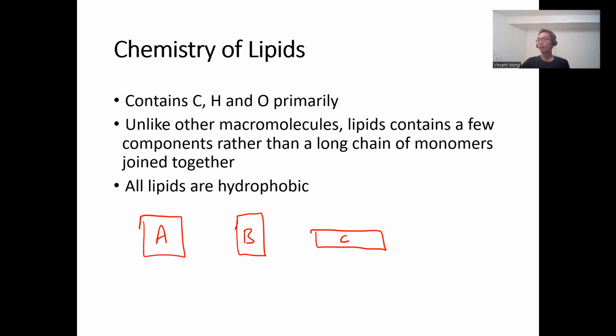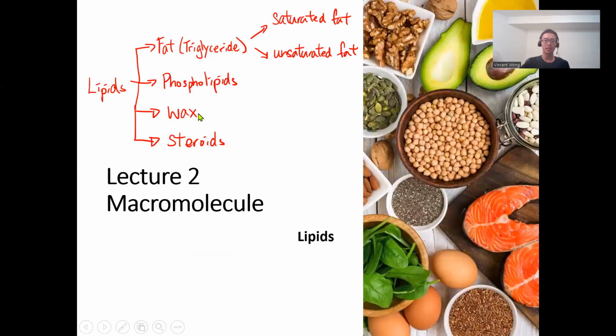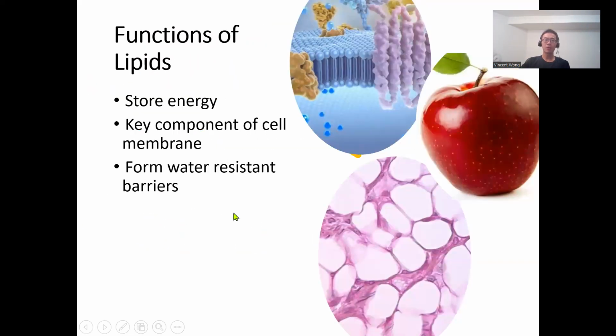Not mixing with water. That's right. They do not dissolve in water. They will not mix well with water. So all the lipids that we listed here will not be water soluble. So let's talk about the functions.